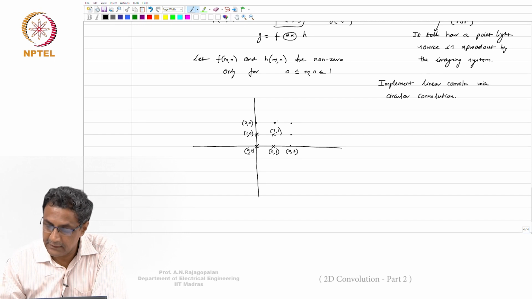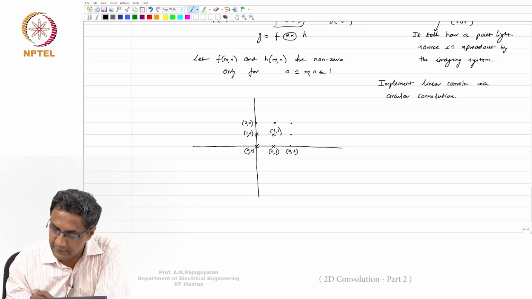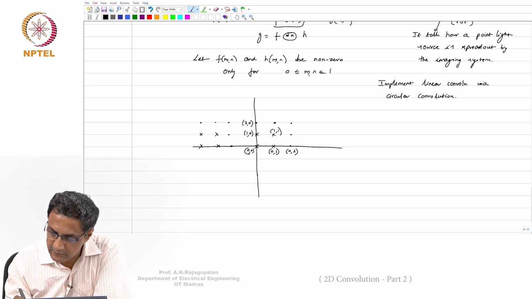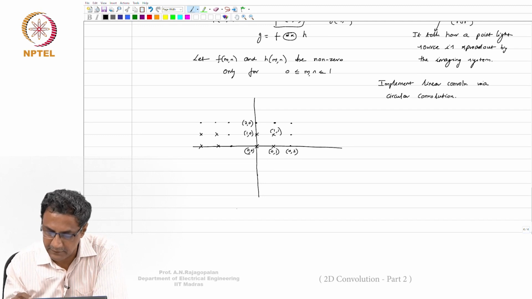And then this should now cyclically repeat on the grid. So I'll have this, and then this again. I have to repeat it cyclically, either this way or that way. Either way doesn't matter. Let me repeat it like this.